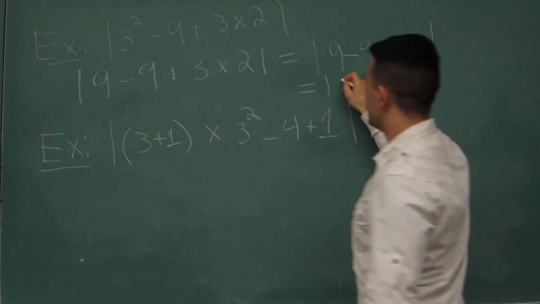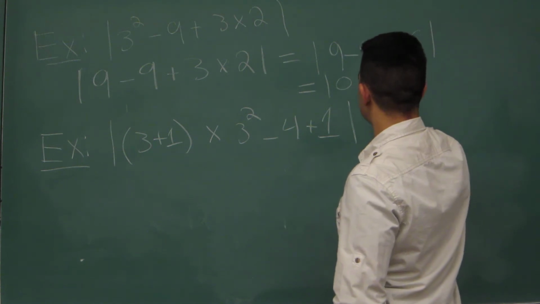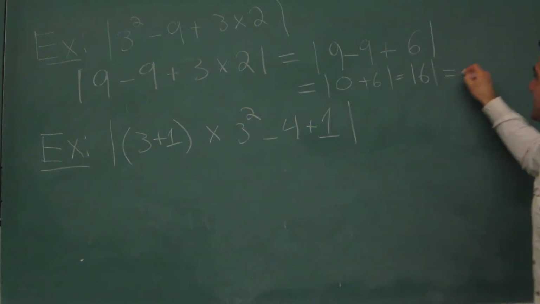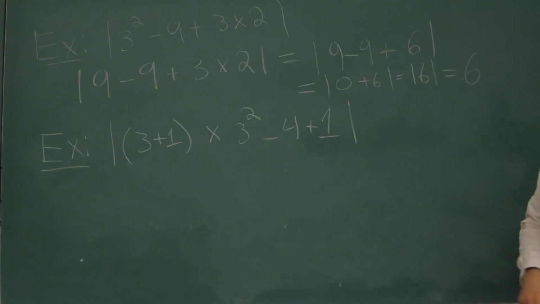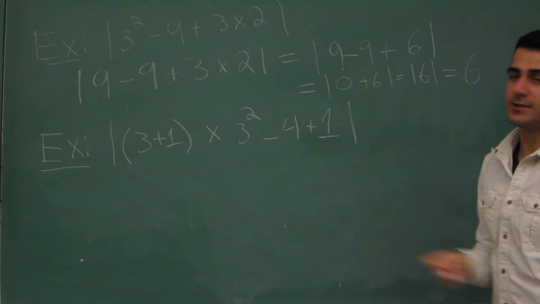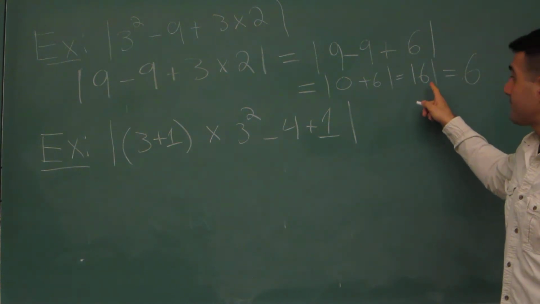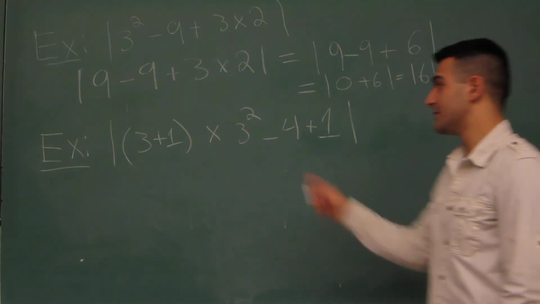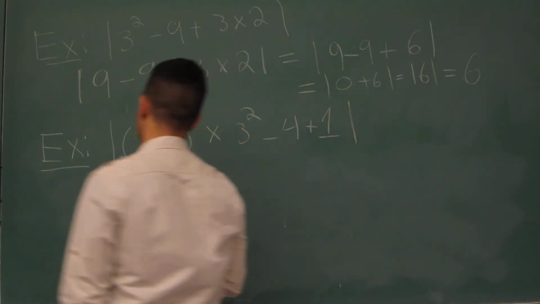9 minus 9 is 0 plus 6. And then we get absolute value of 6, and that's just 6. So we kept the absolute value all the way to the final step, because we couldn't simplify any further. Let's do this example.